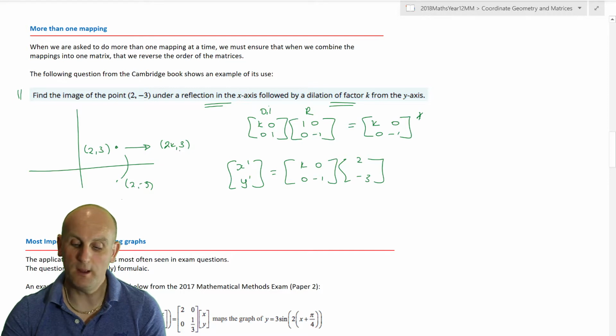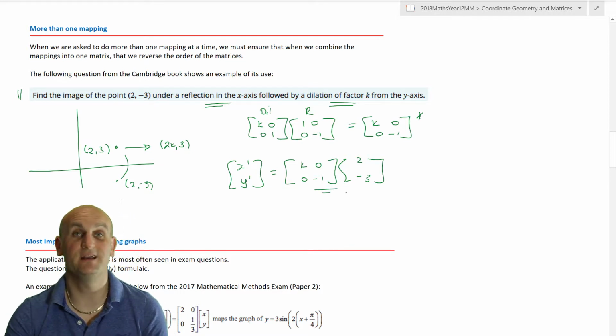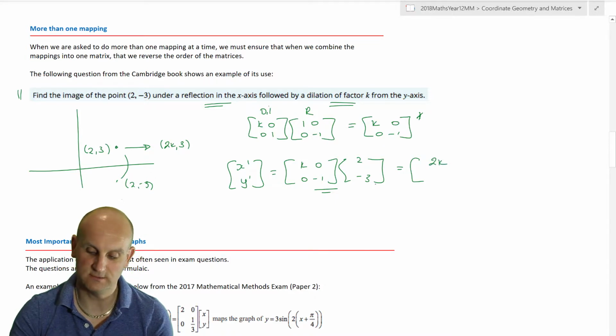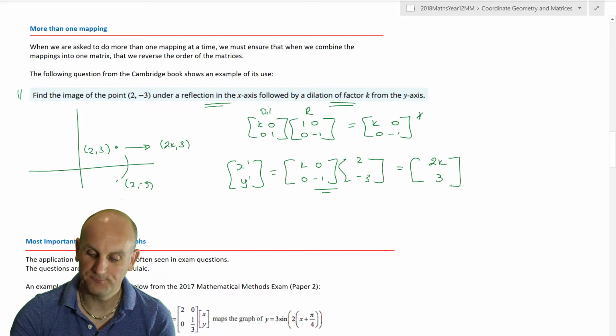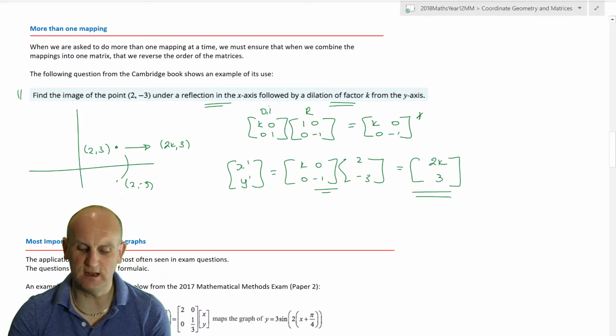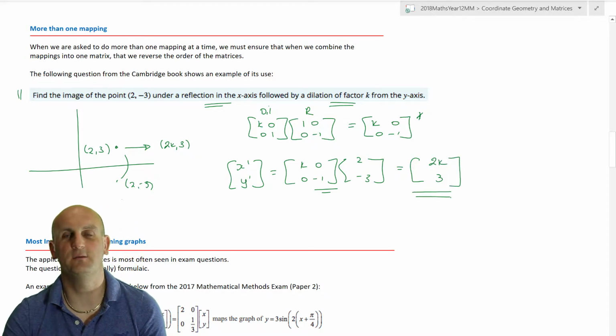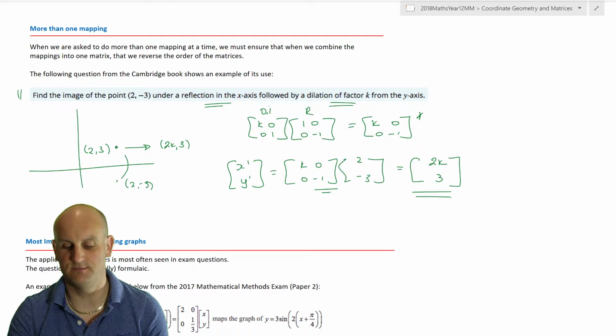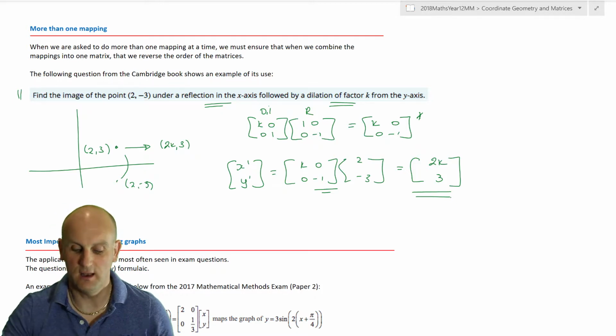So when I multiply these two matrices together, is that what I'm going to end up with? Well, k times 2 is 2k, and 0 times minus 3 doesn't make any difference. And there we go, that gives me 3. And ladies and gentlemen, I was expecting the coordinate 2k, comma 3, and that's what I got. So just be careful there. Ideally, you could have done 2 calculations and broken those into individual matrices. Life would have been good.